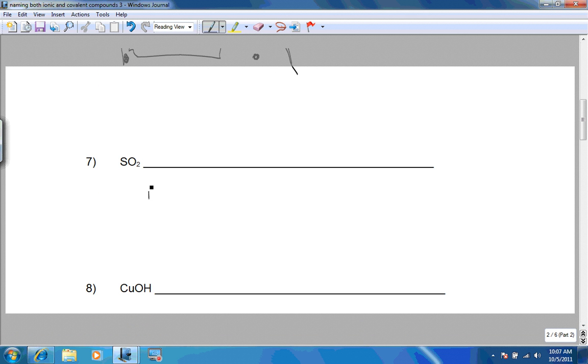Number 7. Here's sulfur, and here's oxygen right above it. They're both nonmetals. Knowing that, that means that the electrons are being shared, and it's going to form a covalently bonded compound, a molecule, rather than an ionic compound. That means we're going to use prefixes.